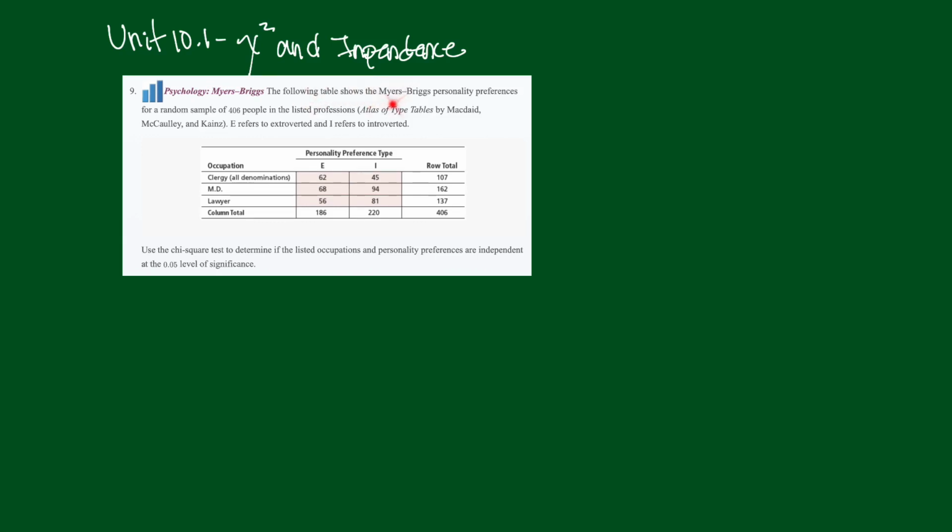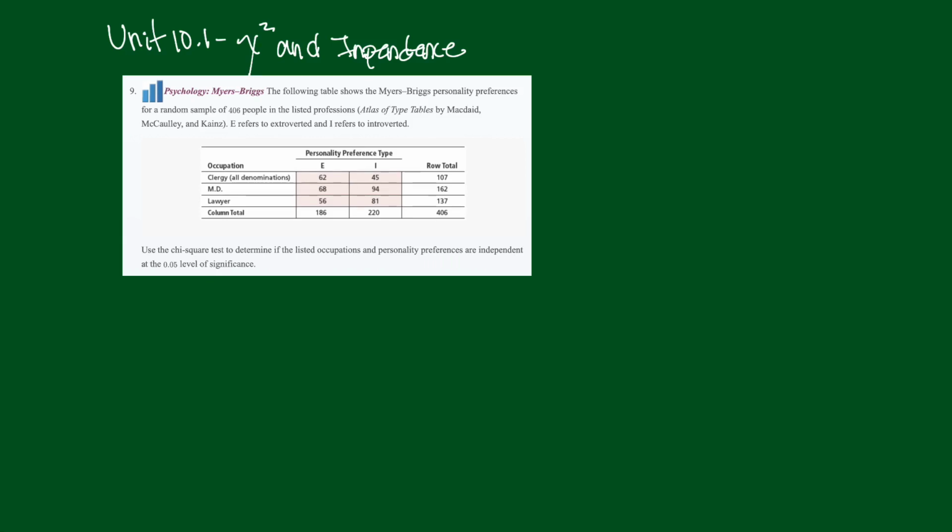This table shows the Myers-Briggs personality preferences, extroverted and introverted, for a random sample of 406 people listed by professions. So we've got personality types, extroverted, introverted, and their professions: clergy, MD, lawyer. These are just occupations and column totals and row totals. And then what we're asked to do here is use the chi-square test to determine if the listed occupations and personality preferences are independent at 0.05.